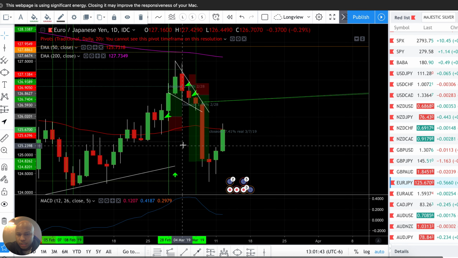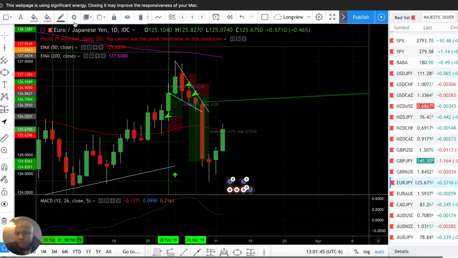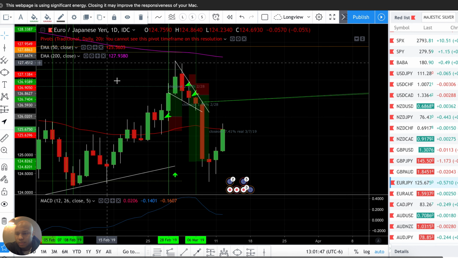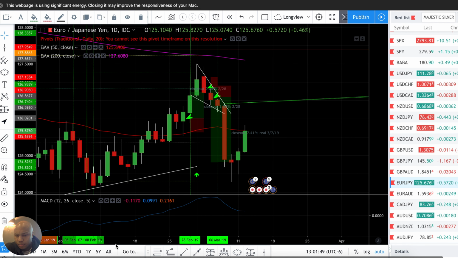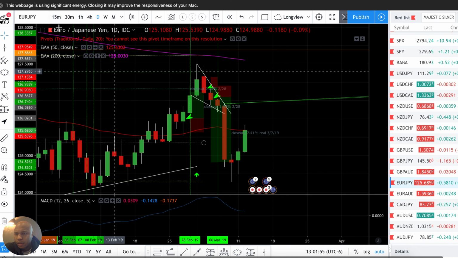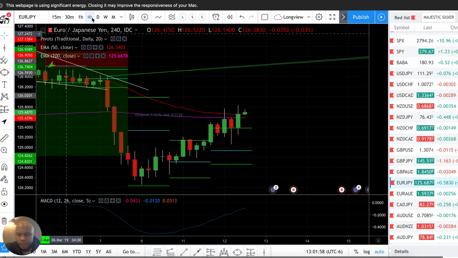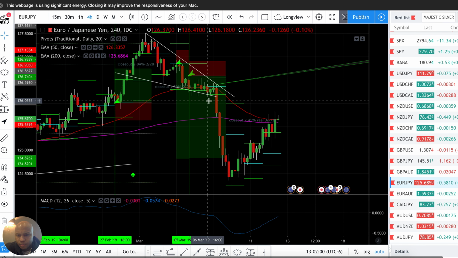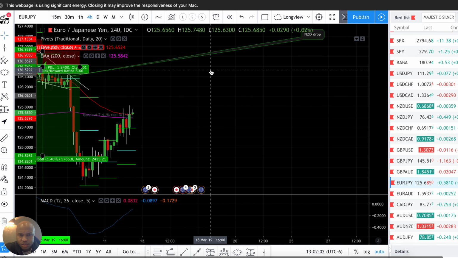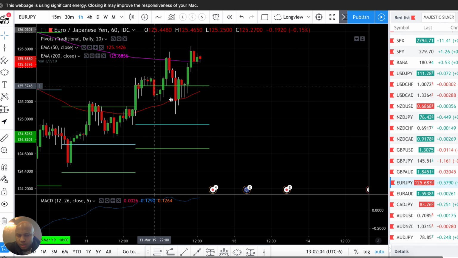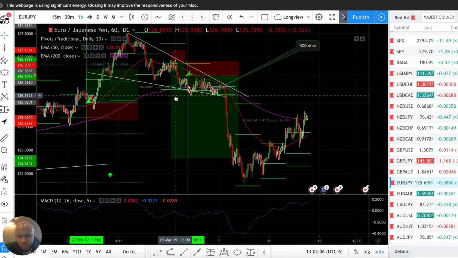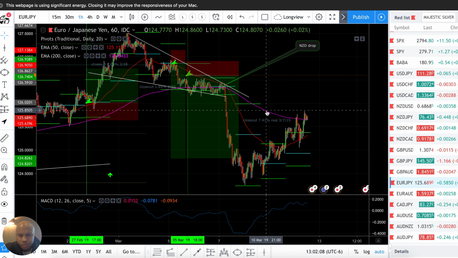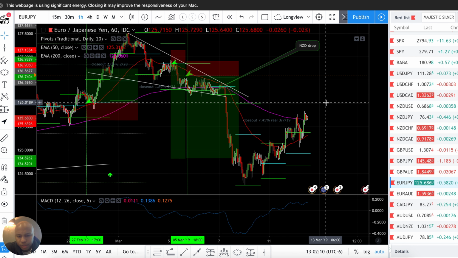Euro JPY. This was an NZD drop. I think this is the NZD drop that we were holding in really high regard. I get it. Okay, here we go. Is this the one that we called? Yeah, this is the one we called. And then we started climbing right up out of it.